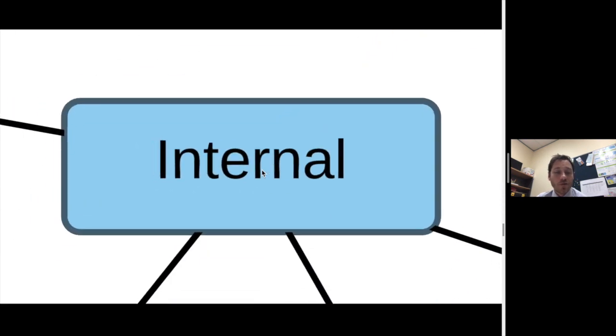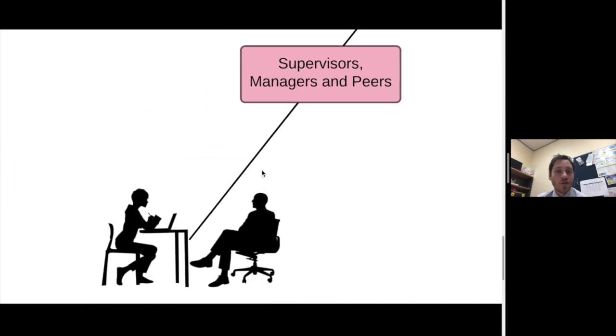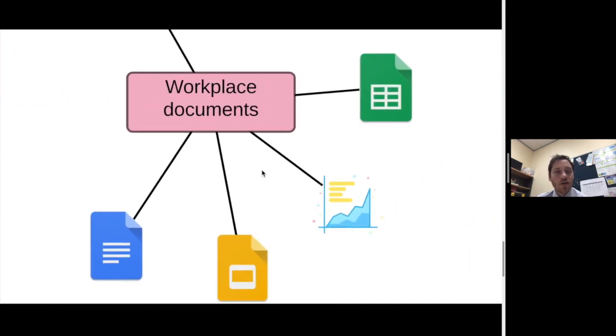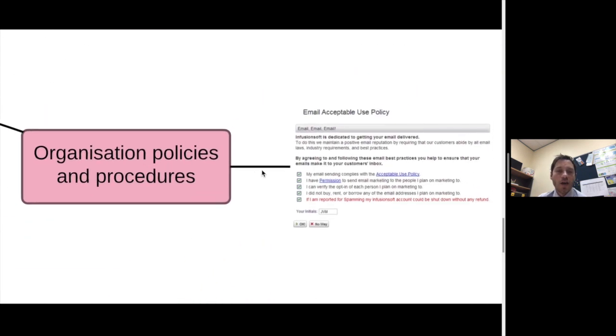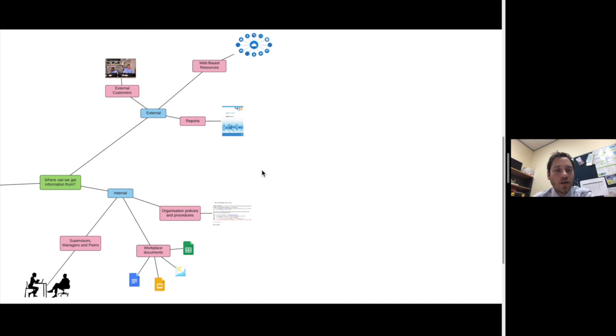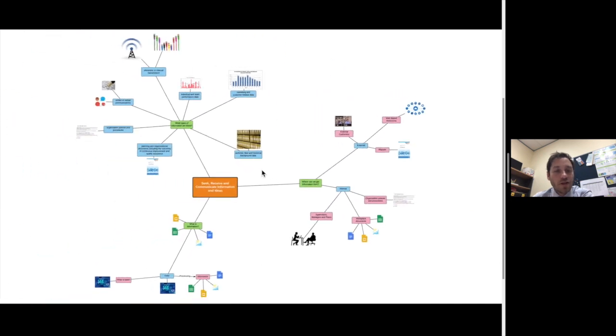We can also look at internal resources, so those inside the company. And we've got things like supervisors, managers, and peers. We've got things like workplace documents, so things that the workplace themselves have produced. And we can look at organizational policies and procedures as well. Again, an example of that internal policy. And that shows us the information that's available for Seek, Receive, and Communicate Information and Ideas.